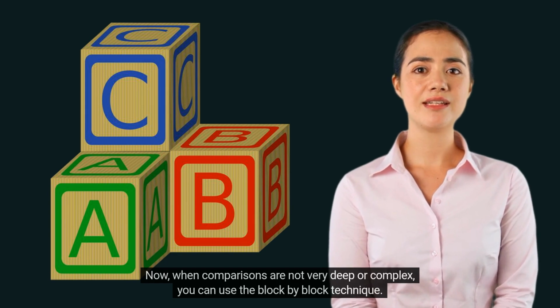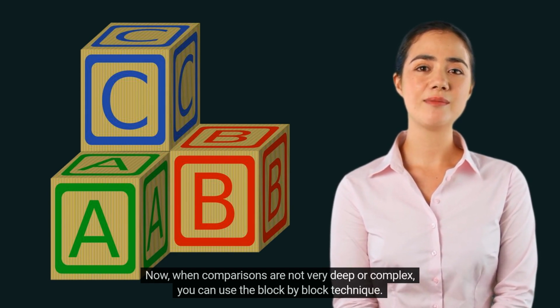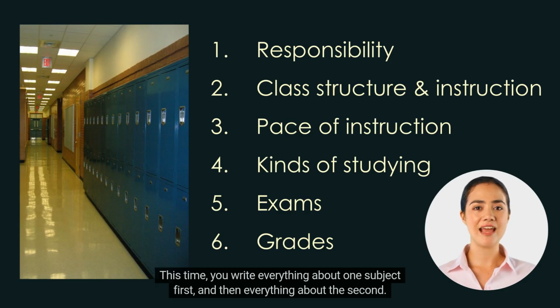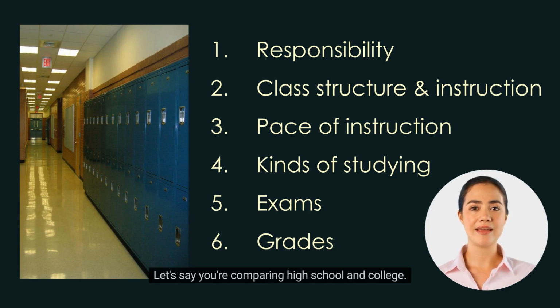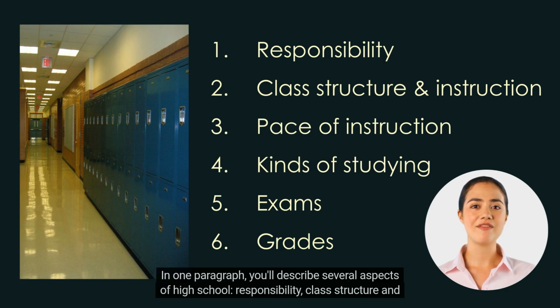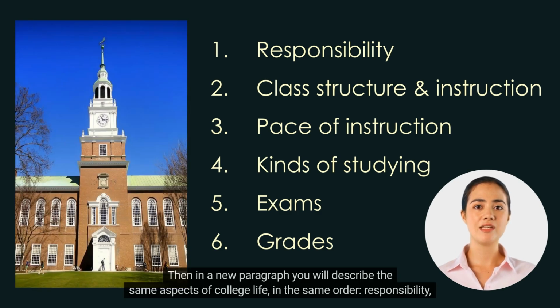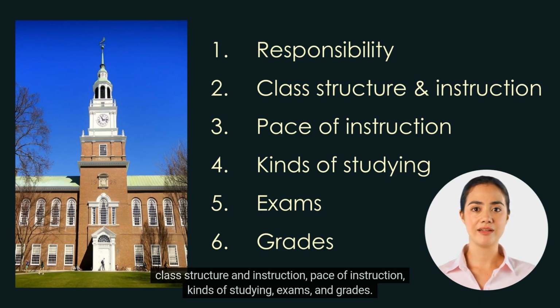Now, when comparisons are not very deep or complex, you can use the block-by-block technique. This time, you write everything about one subject first, and then everything about the second. Let's say you're comparing high school and college. In one paragraph, you'll describe several aspects of high school: responsibility, class structure and instruction, pace of instruction, kinds of studying, exams, and grades. Then, in a new paragraph, you will describe the same aspects of college life, in the same order: responsibility, class structure and instruction, pace of instruction, kinds of studying, exams, and grades.